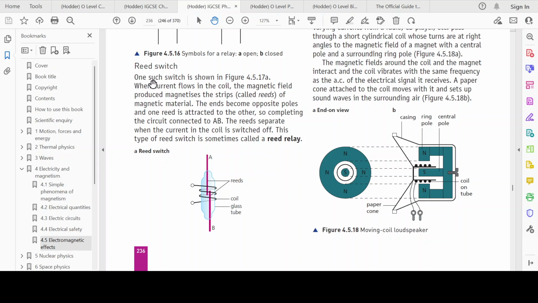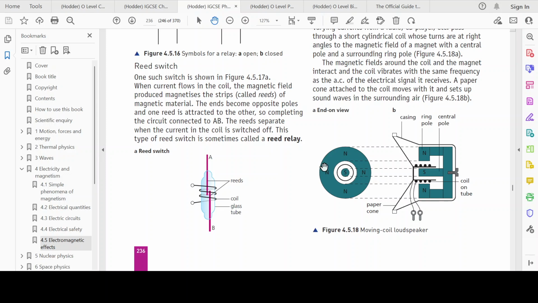Okay. One such switch, like a reed switch, is shown over here. So you've got this glass tube, and there are reeds A and B, these pinkish lines, and then there's a coil of wire around it. So when current flows in the coil, the magnetic field produced magnetizes the strips called reeds of the magnetic material. So this A and B is magnetic material. It becomes magnetized when current flows through the coil. The ends become opposite poles.